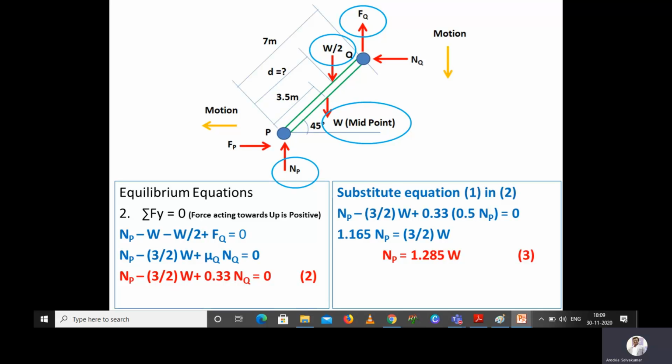So similarly, you can write Nq also based on this relation, because we know that Nq is equal to 0.5 Np. So Nq is equal to 0.5 times 1.285 W. So Nq will be equal to 0.642 W. These relations will be useful for substituting in the next equilibrium equations, so that we can calculate the distance of the man on the ladder.